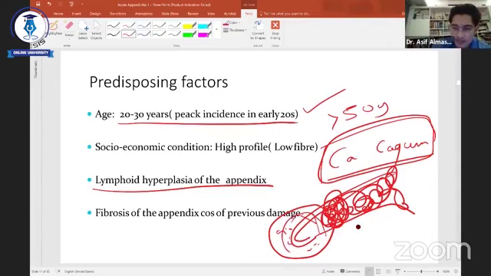So this is one way of saying this: sudden periumbilical colicky pain, which shifts to the right iliac fossa, becomes severe constant pain. Initially it was a colicky pain, later it becomes a constant pain. It lasts for hours, aggravated by coughing or movement, relieved by strong analgesics, and associated with anorexia, nausea. So all the points you have discussed.